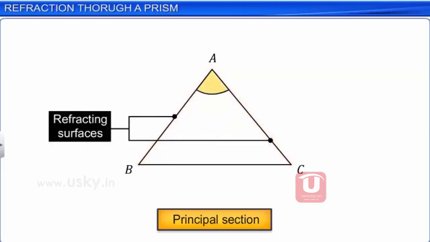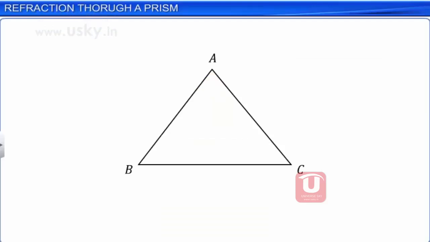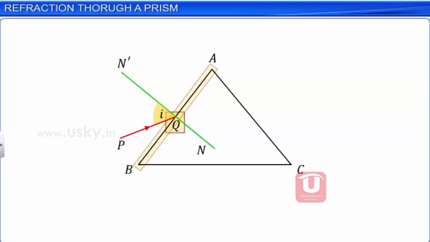Let us derive the expression for angle of deviation for a triangular prism. Consider a light ray PQ incident on the refracting surface AB at an angle of incidence i. Let NN' be the normal to the surface AB at Q. The ray of light refracts at the face AB and QR represents the refracted ray. Let the angle of refraction be r1.